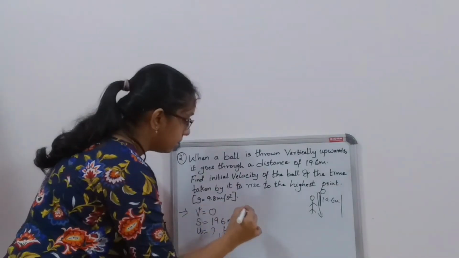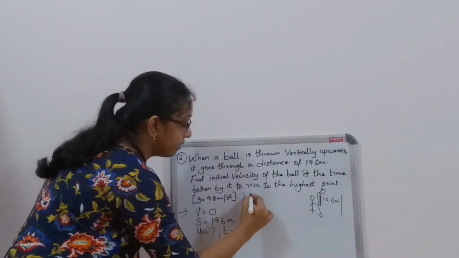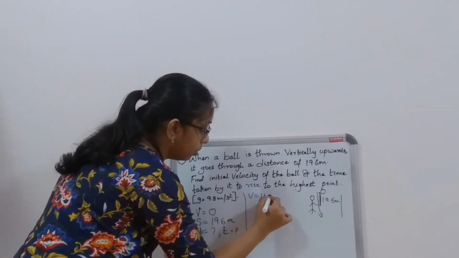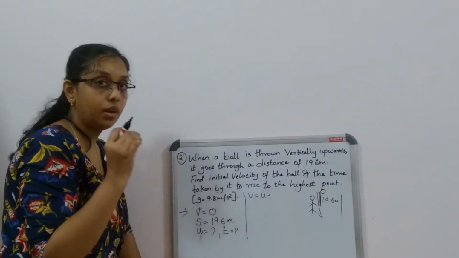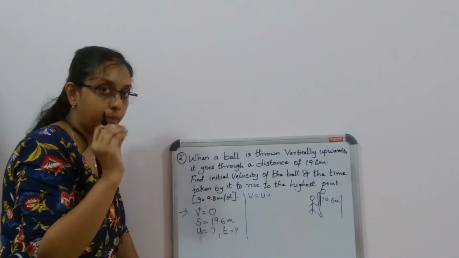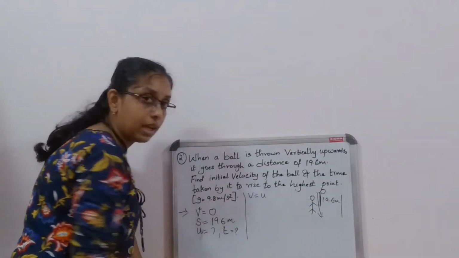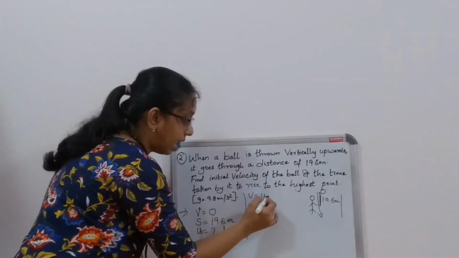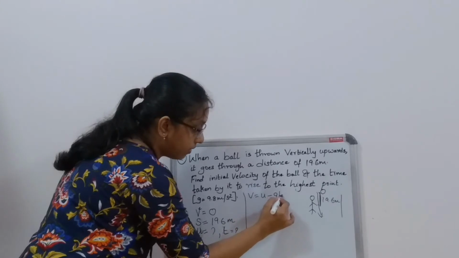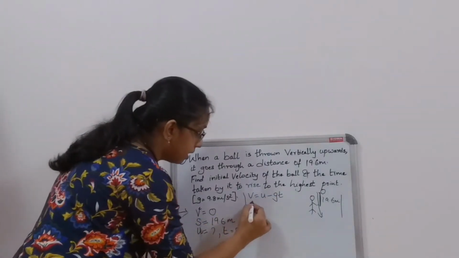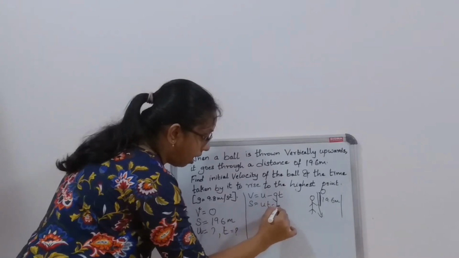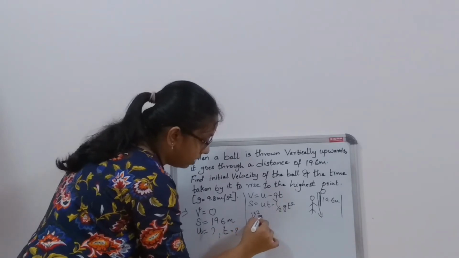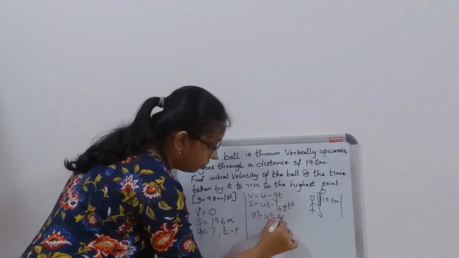So we can write the equations as v is equal to u plus at. For acceleration we will use the plus sign. For retardation, because it's going against gravity, the gravity is pulling, so we can write it as v is equal to u minus gt. s is equal to ut minus half gt square, and the third equation will be v square is equal to u square minus 2gs.